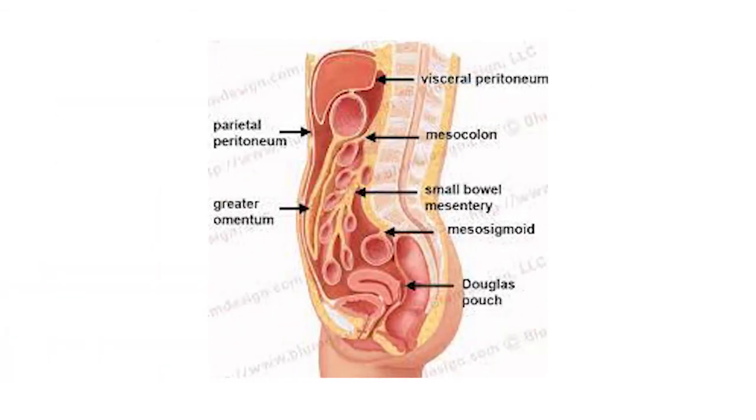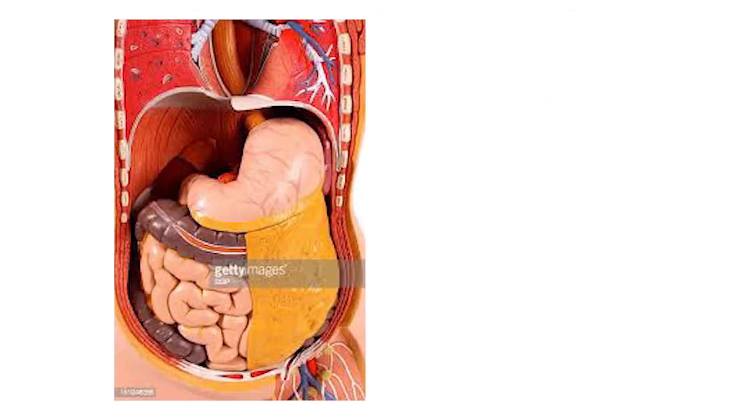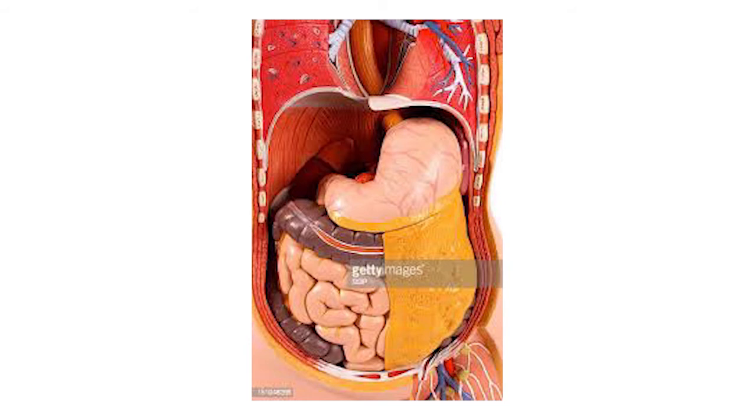Dear students, the image on your screen clearly shows the parietal peritoneum, the general peritoneum, greater omentum, the lesser sac, visceral peritoneum, mesocolon, small bowel, mesentery, Douglas pouch, and mesosigmoid colon. This is the better image you can watch on your screen showing the peritoneal viscera.